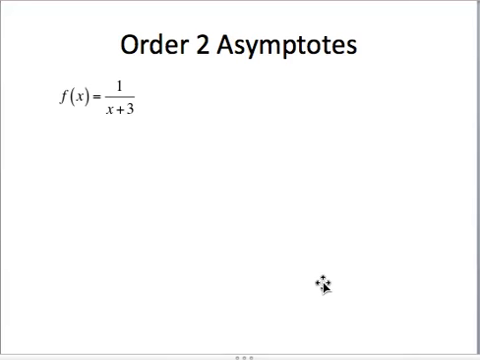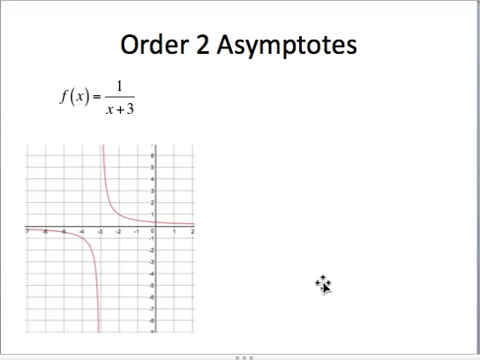We're going to talk about order 2 asymptotes versus order 1 asymptotes. If I have f of x is 1 over x plus 3, we know we can find a horizontal asymptote, and a vertical asymptote when the denominator is 0. So our picture looks like this. We have 1 over x plus 3. We have a vertical asymptote at negative 3 because that makes the bottom 0. And you'll notice how it is going up on one side, it is going down on the other side. That's what we call an order 1 asymptote because x plus 3 is only there one time.